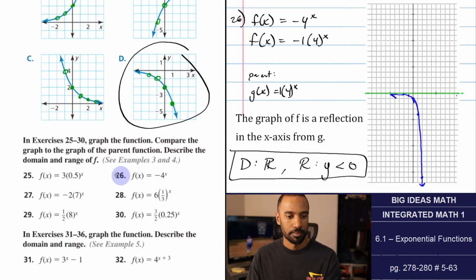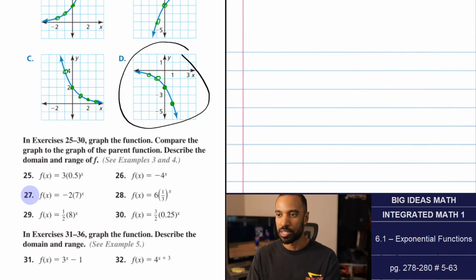Okay, number 27. F of x equals negative 2 times 7 to the x power.